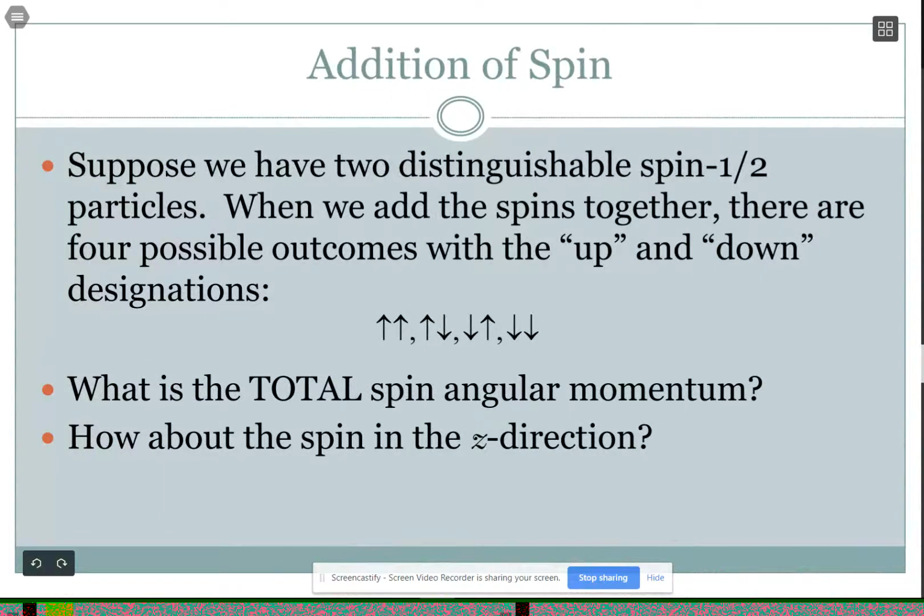Okay, now we're going to get into systems with two electrons. Or this could apply if we had two protons or two neutrons. So if we have two electrons, the spin state has to do with both of the electrons. In fact, let me back up just a second.